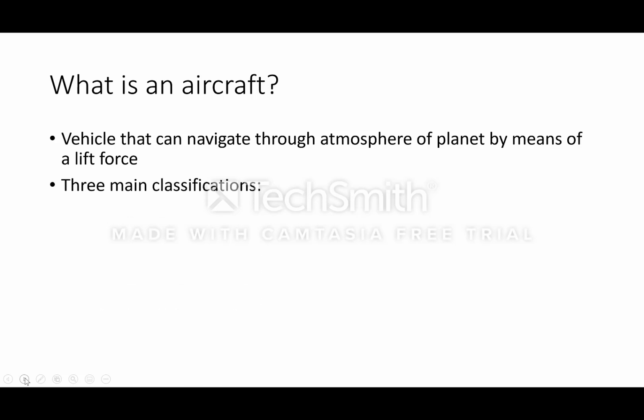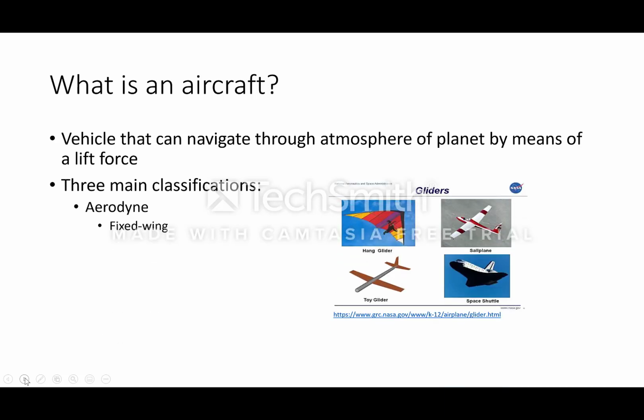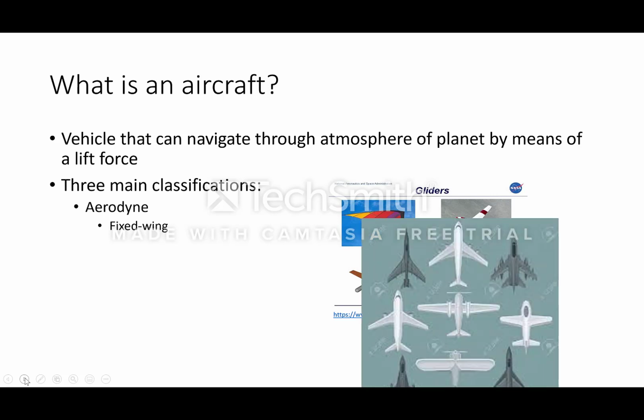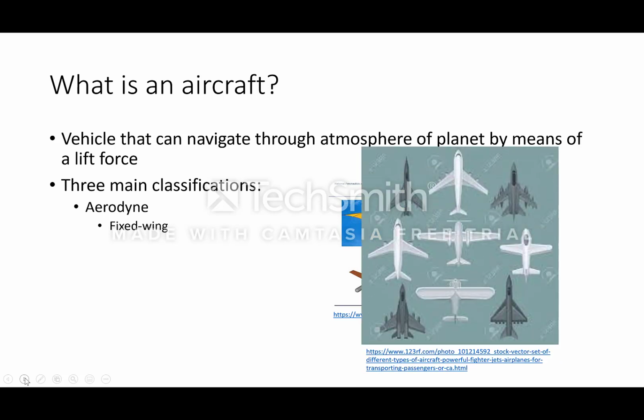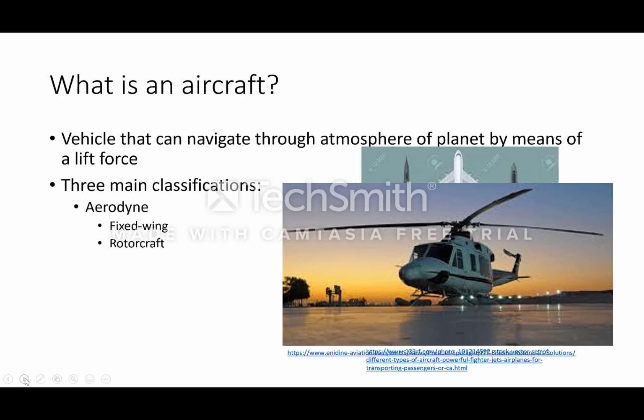So there are three main classifications of aircraft. One is the aerodyne, which includes fixed wing aircrafts like gliders and airplanes. And then the other type of aerodyne is a rotorcraft like a helicopter.